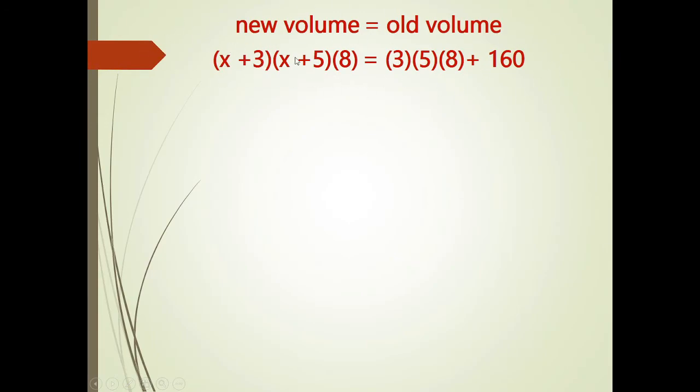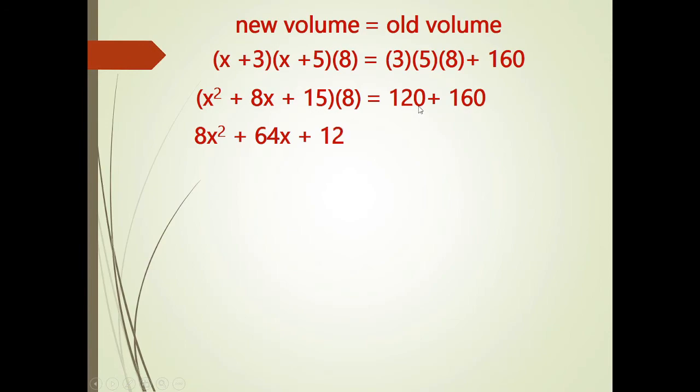First, multiply x plus 3 times x plus 5. We get x squared plus 8x plus 15, times 8, is equal to 3 times 5 times 8, which is 120, plus 160. Then I multiply by 8: 8 times x squared is 8x squared, 8 times 8x is 64x, and 8 times 15 is 120. Equals 120 plus 160.